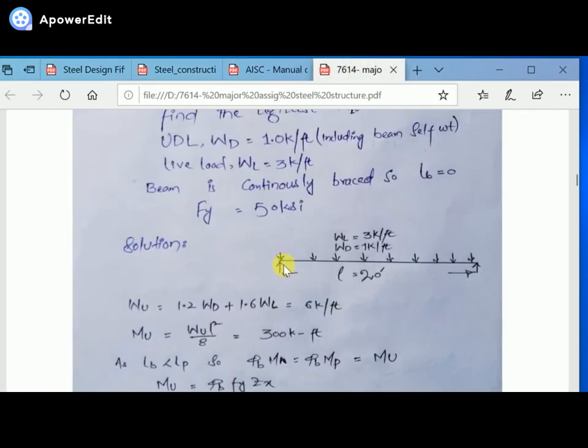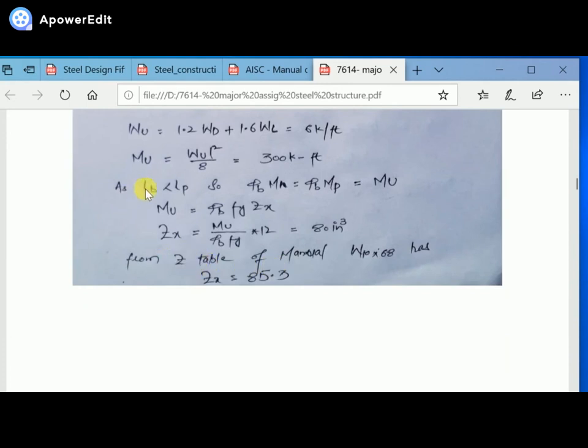About these terms, where this condition exists, when LB is less than LP, then why we use this formula. So this is basically the theory behind it, which I explained to you. Okay, so we have three different zones, and here the strength of the section lies in the first zone. Clear? So LB is less than LP, so phi b Mn equals phi b Mp.